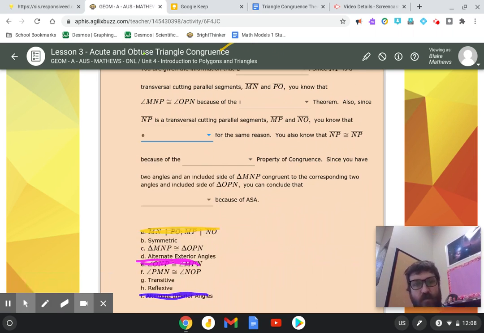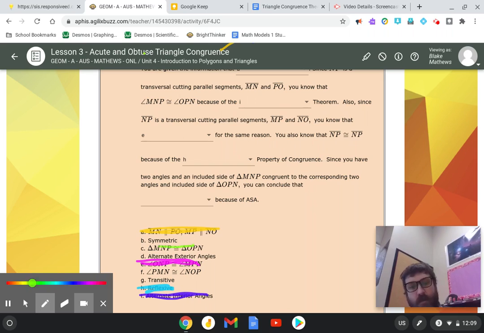So that's going to be for the same reason. And you know NP is congruent to MP, and we already know that. This is the third time we'll have done that in this lesson. That's the reflexive property. So it's going to be answer choice H. And then lastly, we can conclude that the two triangles are congruent, and that's going to be answer choice C.